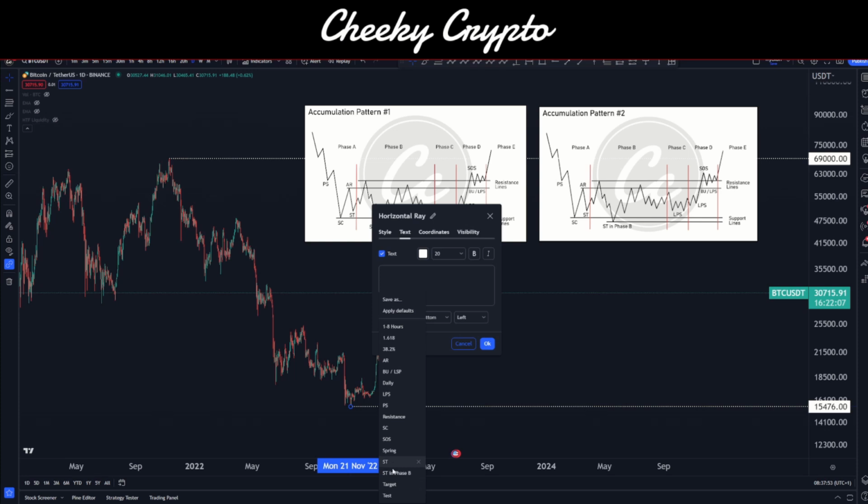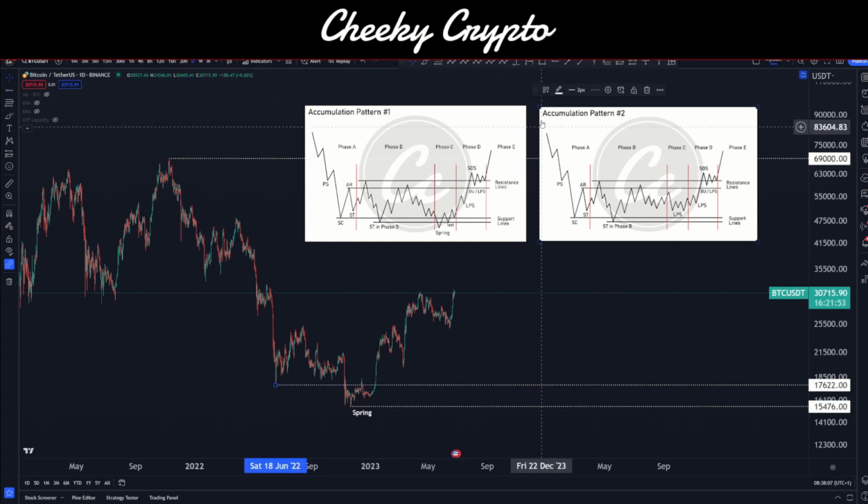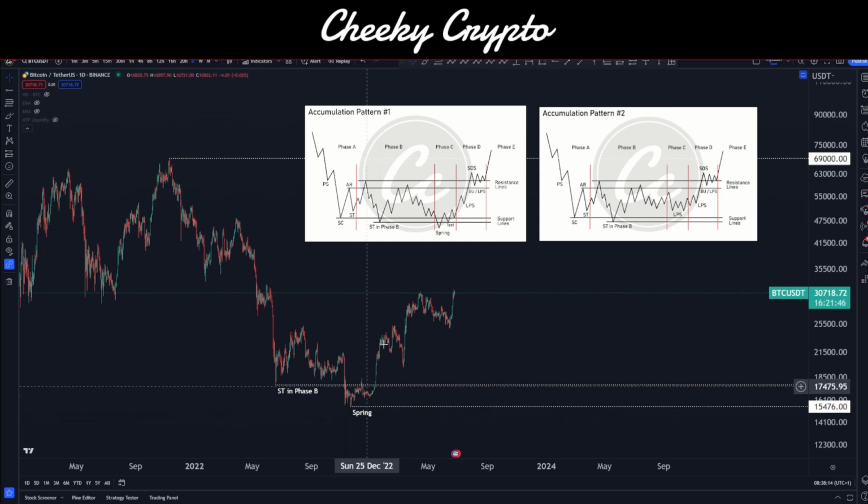Do I have a spring event in here? Yeah, there we go, spring. So we'll assume that that's the spring event, right? So if that's the spring event, then where's the secondary test in phase B? That's going to have to be over here, right? So we're going to just work backwards from the spring event. So if we come here and we go ahead and add this as our secondary test in phase B, okay, so therefore we have those two principles in.